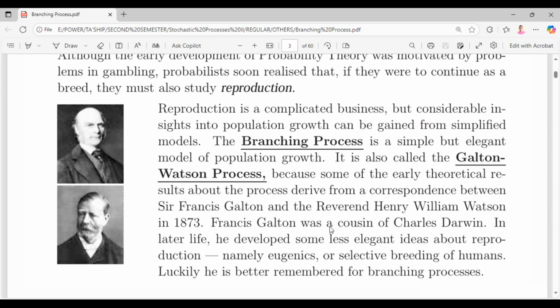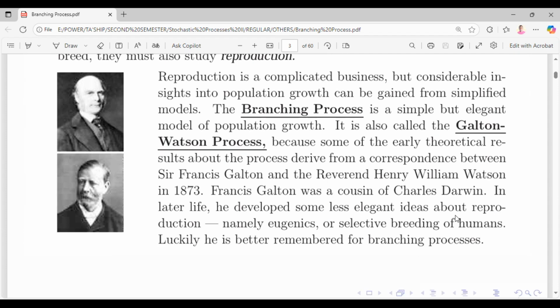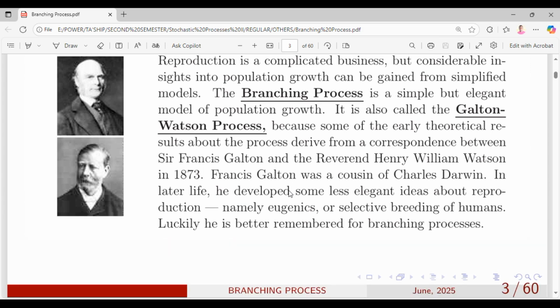So Francis Galton, like I said, who is a half cousin of Charles Darwin, in later life developed some less elegant ideas about reproduction. So this is what the branching process is all about. They named this whole thing the Galton-Watson process, which was brought by Francis Galton and his friend Reverend Henry William Watson in 1873. So when you hear Galton-Watson process, it is the same as the branching process. This model was named after them.